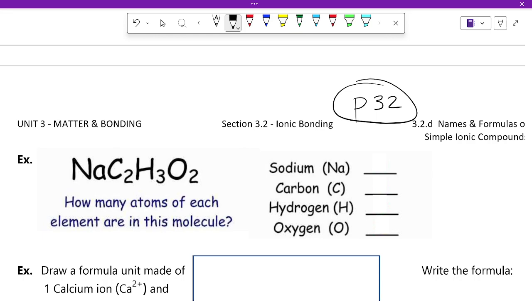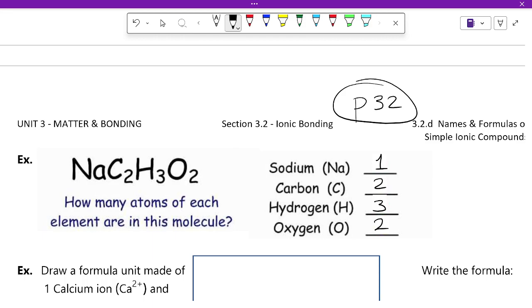How many sodium atoms are there? There's 1 because it has no subscript. How many carbon atoms, Sophia? 2. Excellent. How many hydrogen atoms? 3. How many oxygen atoms? There are 2. Beautiful. Okay.